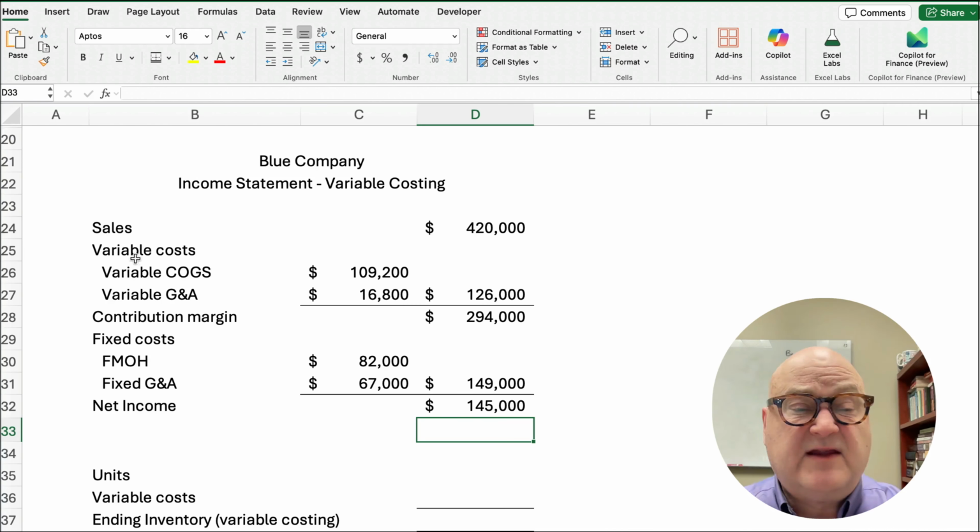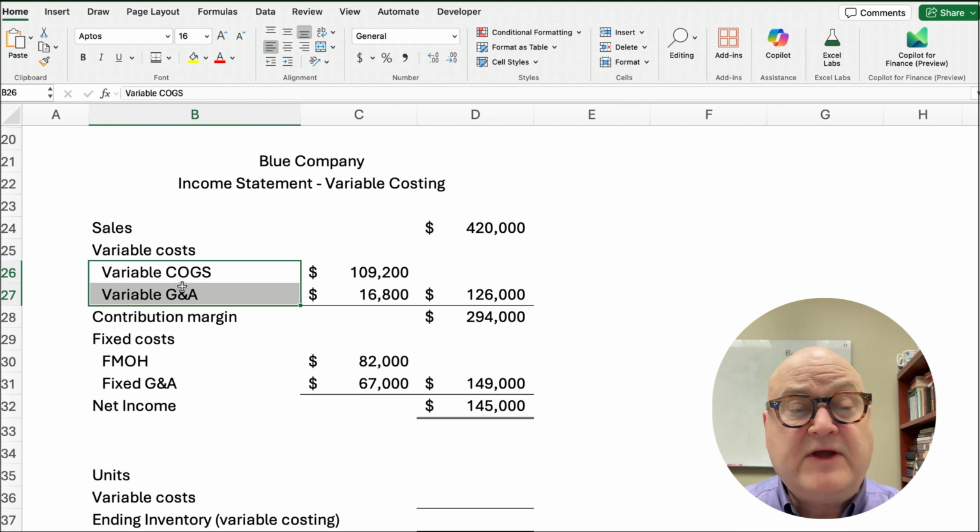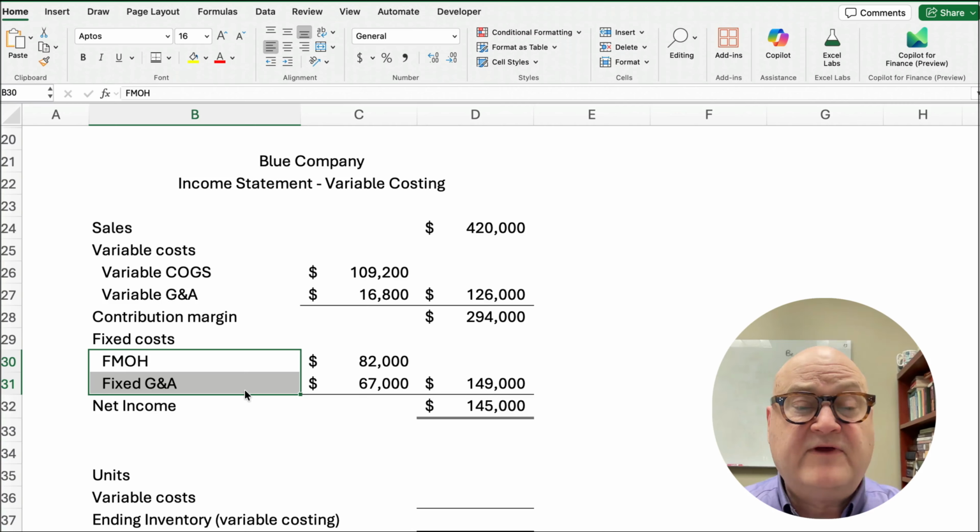This is a little bit expanded, so you have 2 categories of variable and 2 categories of fixed, but it might make it easier to make sure you understand where everything goes. This is your income statement with variable costing.